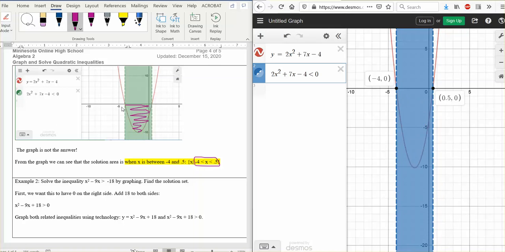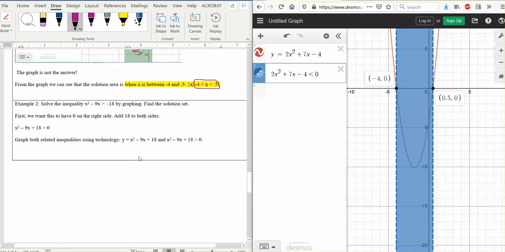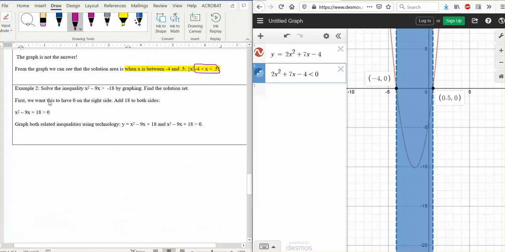Here's another one, another example. x squared minus 9x is greater than -18. First, we want to have 0. We want it equal to 0, or less than or greater than 0. So I'm going to add 18 to both sides, and then I get x squared minus 9x plus 18 is greater than 0. So I'm going to graph both of these inequalities at the same time in Desmos, both the y equals and the greater than 0 one.